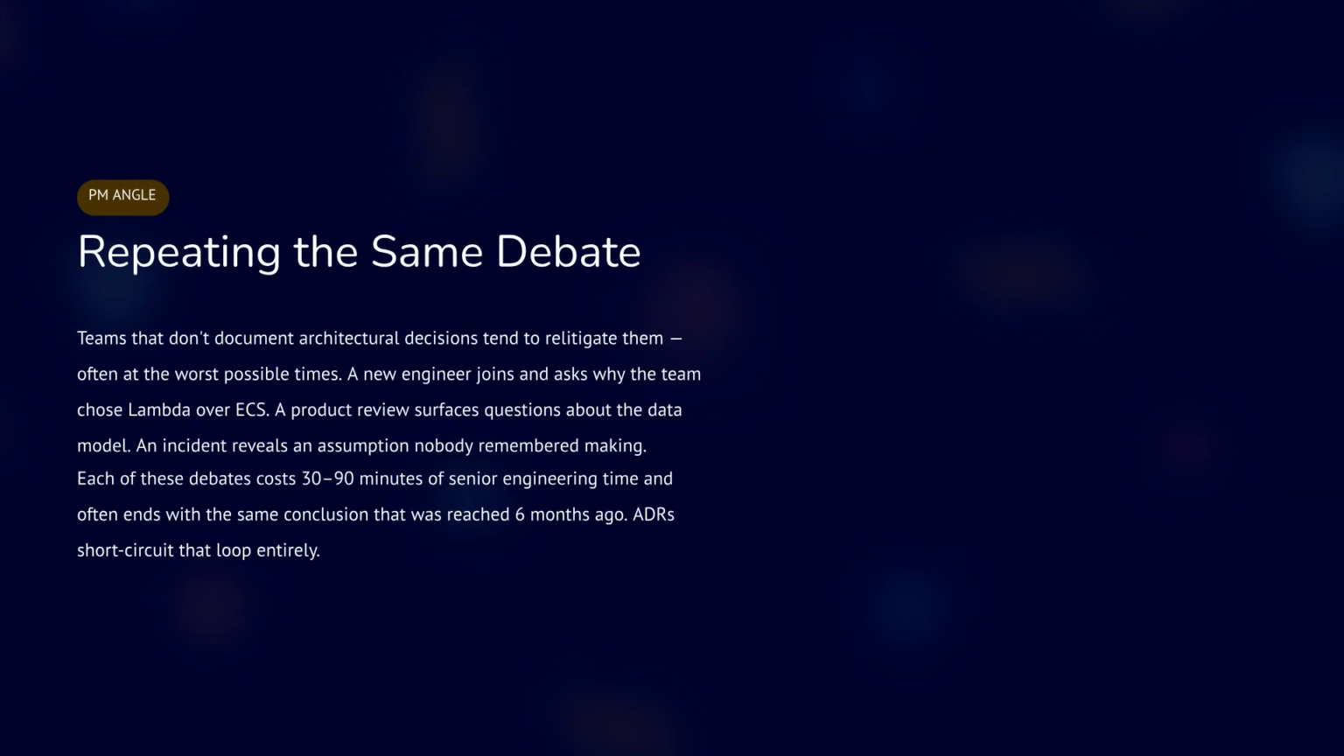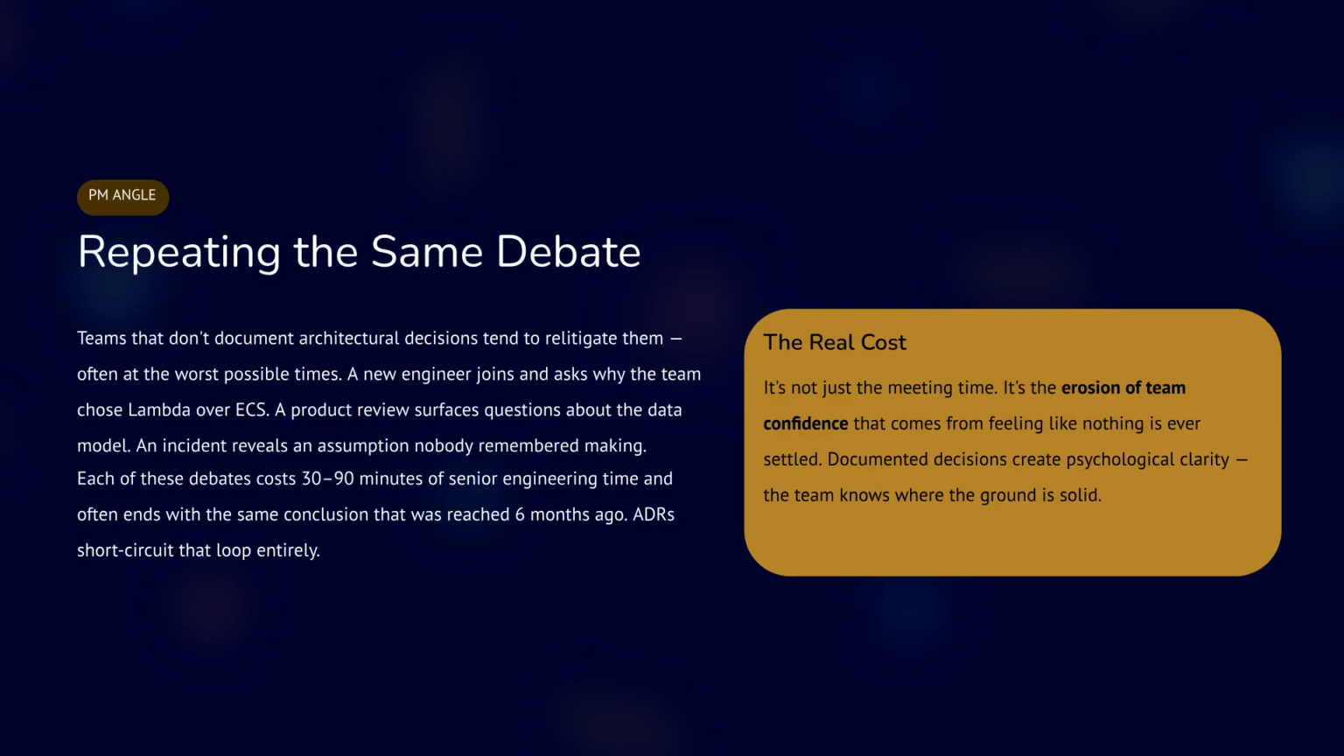Teams that don't document decisions often repeat the same debates, wasting senior engineering time. Their real cost is the erosion of team confidence when nothing feels settled. ADRs short-circuit this loop and create psychological clarity.